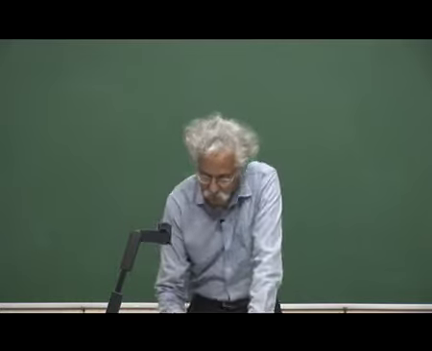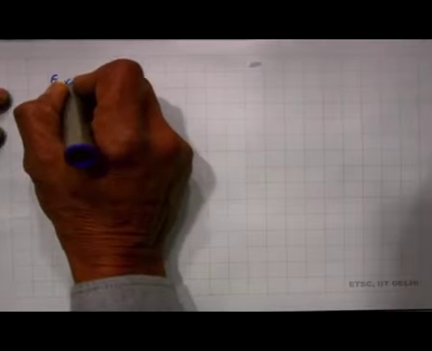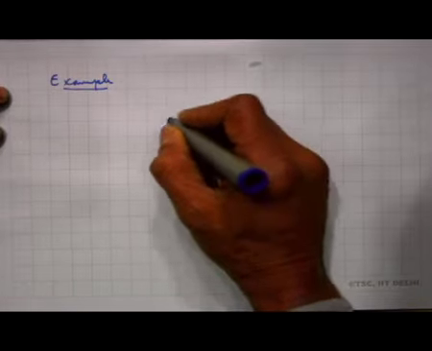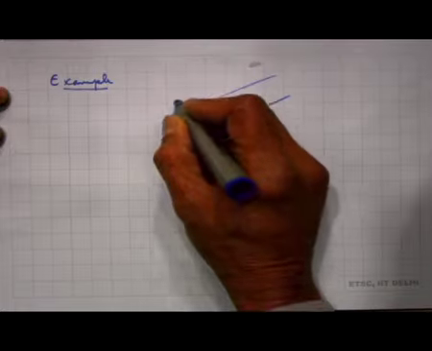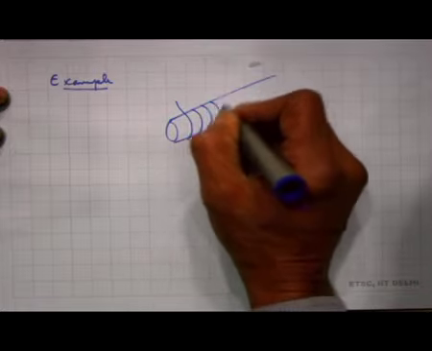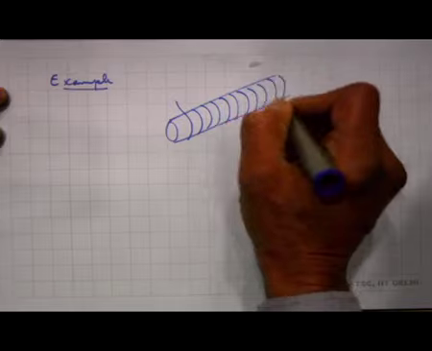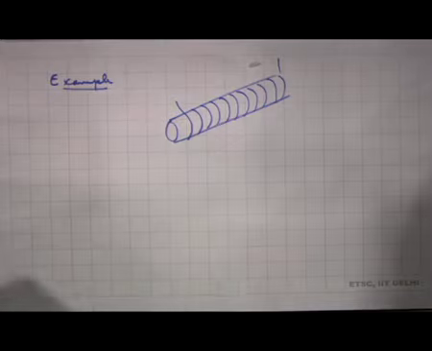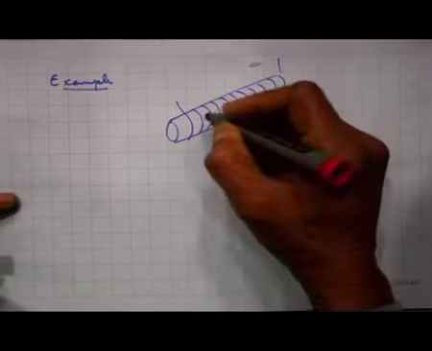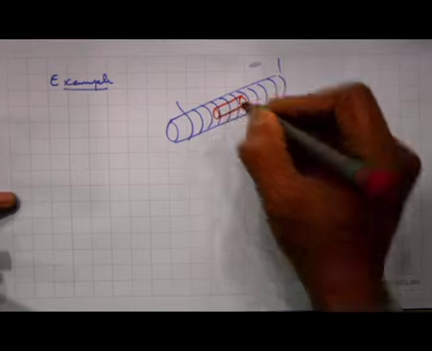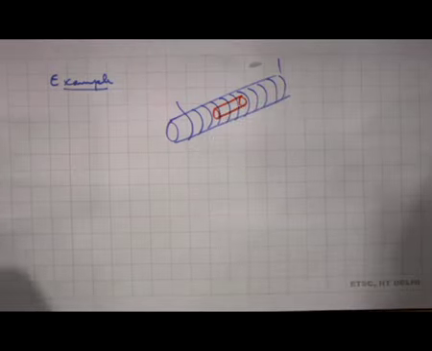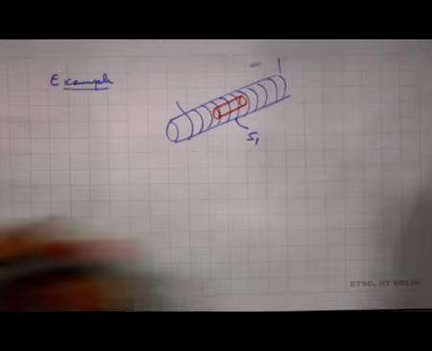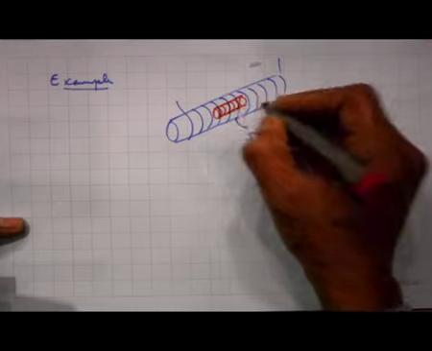Now, let me look at another example. Suppose I had a very long solenoid with a coil like this, and let me assume that inside this very long solenoid there is another small solenoid kept. Let me call this solenoid S1, and there is also a wire in this solenoid. This I call S2.